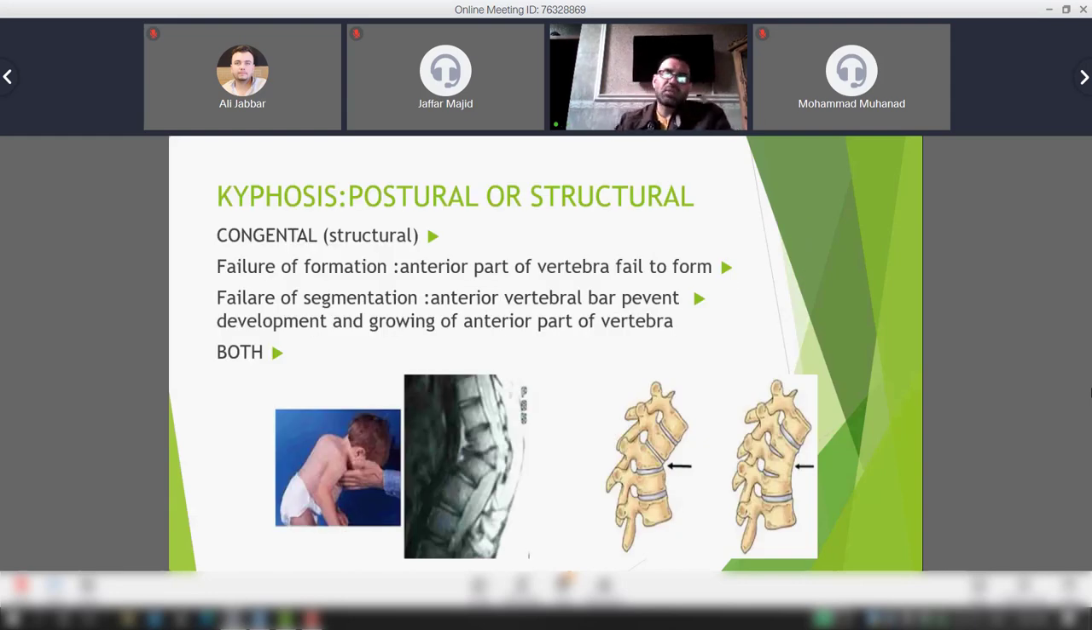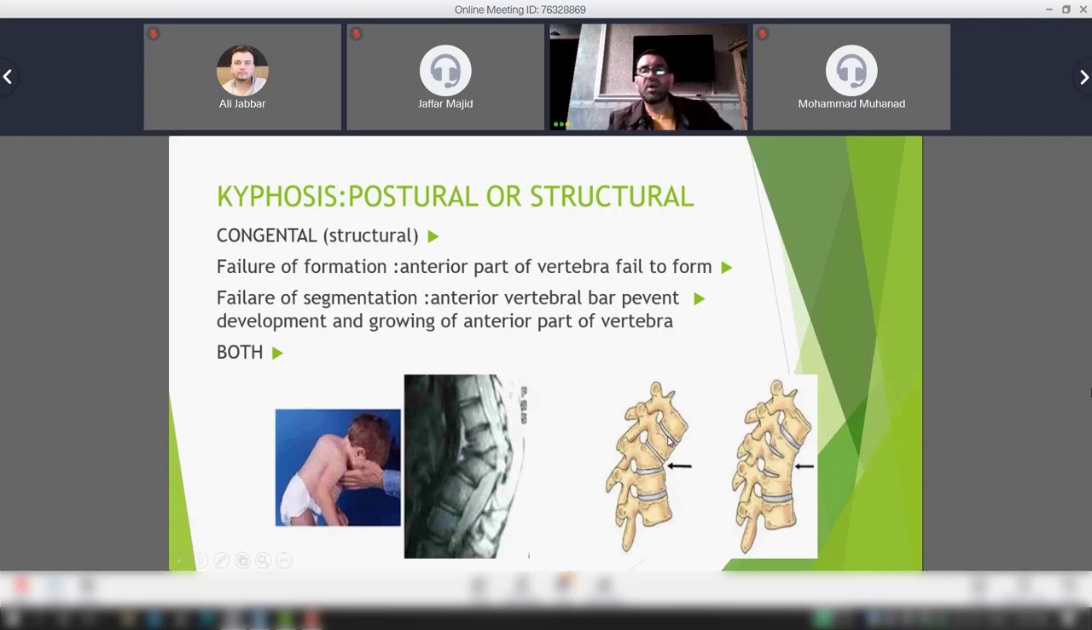Kyphosis. We talked about scoliosis, which is a lateral curvature or triplanar lateral curvature. Here it is a forward curvature. It could again be postural or structural. Same thing: we said postural may be secondary to a pathology other than the spine, or structural, which means the pathology is in the spine. It could be congenital, meaning failure of formation, where the anterior part of the vertebra fails to form, or failure of segmentation, where the anterior part between the vertebrae does not grow.